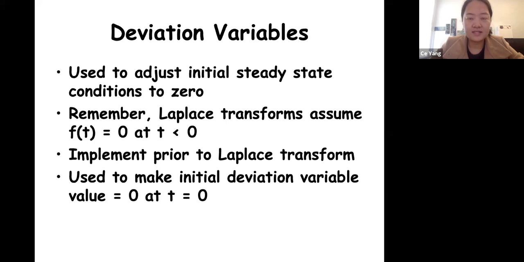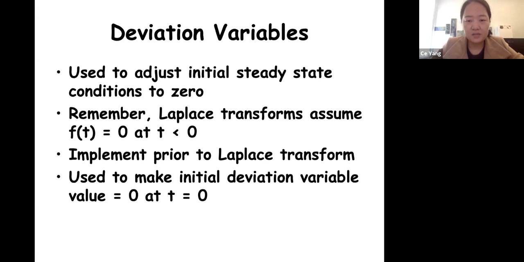And next is deviation variables. We introduced this term because we want to use it to adjust the initial steady state conditions to 0. Remember, Laplace transform assumes f(t) equals 0 at t earlier than 0. So if we have f(t) equal to another constant number other than 0, Laplace transform cannot be easily conducted. That's why we want to use deviation variables to first adjust the initial condition to 0.